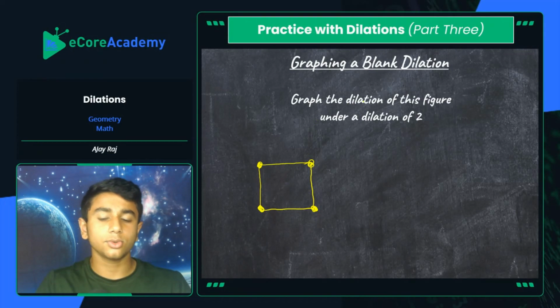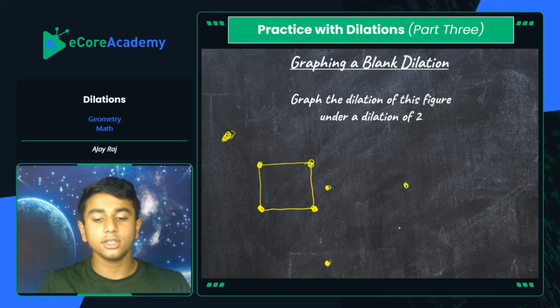And what we're going to do is try and show the dilation of this figure under a dilation of 2. Let's say that the center of dilation is right here. So we're going to look at these points, and basically we're going to try and double the distance from these points. We know the figure is going to be somewhere here, so we're going to estimate it, eyeball it, and try to create a figure that is twice as large.